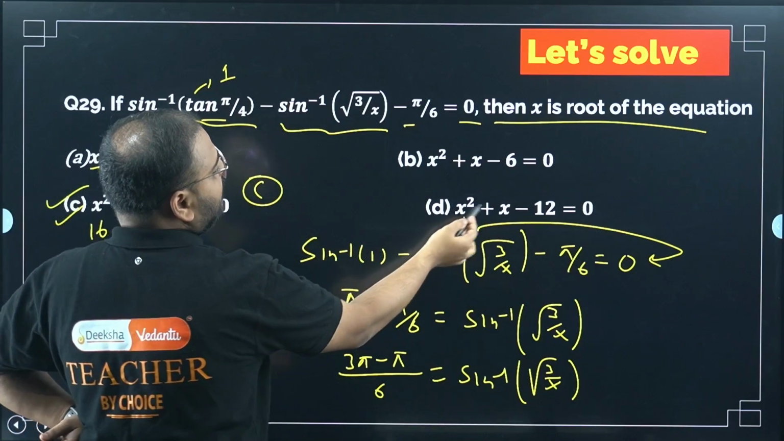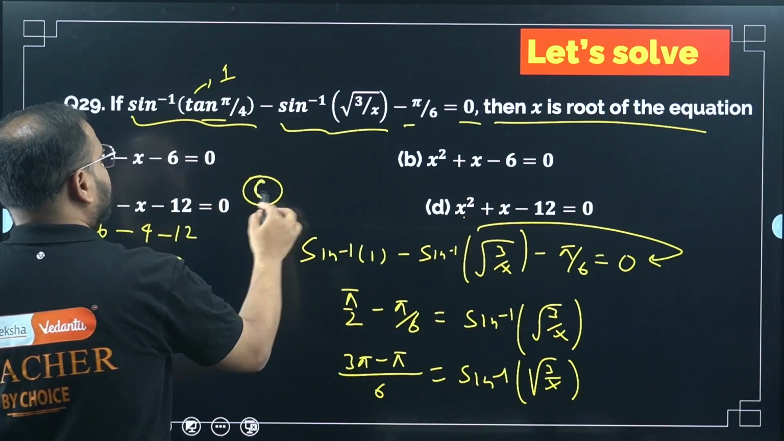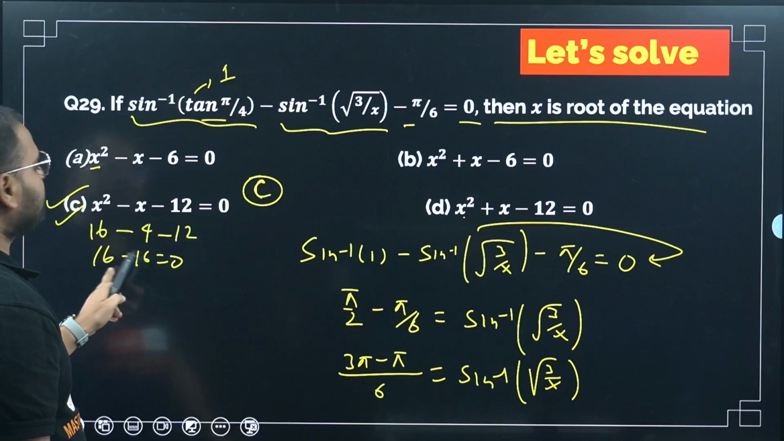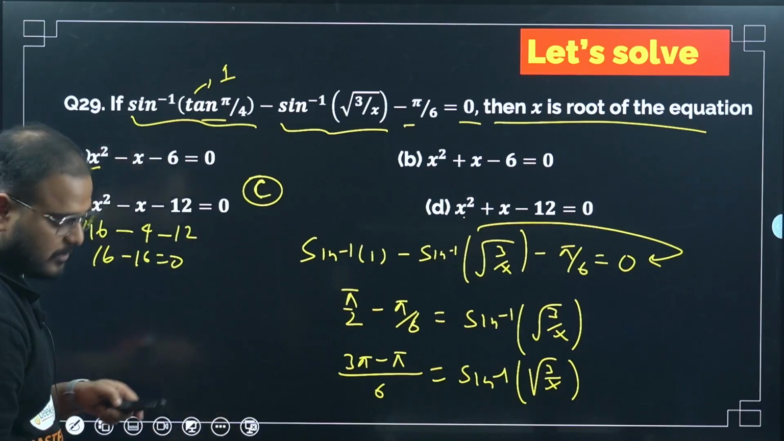Over here, this will become 16 plus 4, so 20. So this will not be 0. So option C is correct. Put 4 here: 16 minus 4 minus 12. This will become minus 16. 16 minus 16 is 0. Answer is C. I hope this is clear.